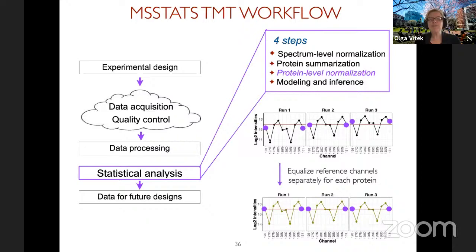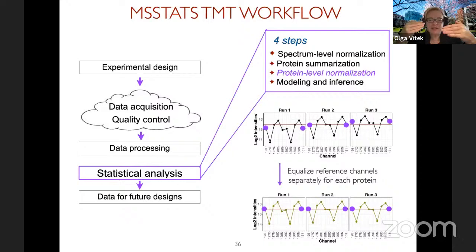So as soon as you have more than one run, then we do recommend reference channels because they help us make things comparable between the runs. And the difference between the runs is fairly substantial because we can have different ions representing the protein in different runs. These ions have different ionization efficiency, different interferences, different everything. And so we cannot compare the intensities of reporter ion channels in one run to the other run directly just because they come from different peptides.